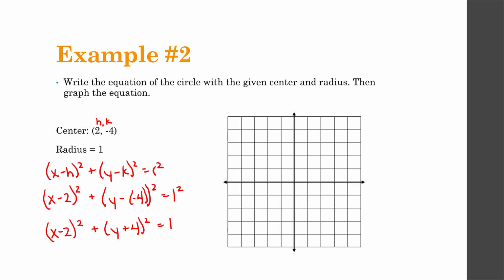Start with the center 2, negative 4, and plot that point. And this has a radius of 1. Up 1, down 1, left 1, right 1. And then use some curved lines to connect them so it looks like a circle. That's all there is to it.